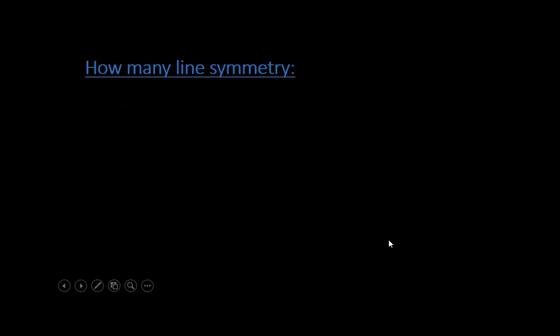Let's have examples here. The question is how many lines of symmetry we can find in this shape. What do we call this shape? This is a rectangle. How do we know this is a rectangle? Its opposite sides are equal. This side equals this side, this side equals this side, and these lines mean those two sides are equal and those two sides are equal. This we call a rectangle. But how many lines of symmetry do we have here?